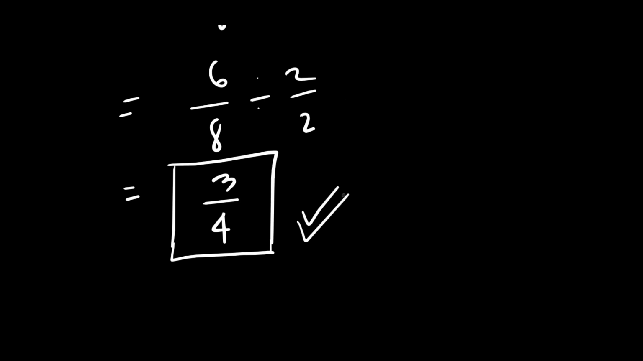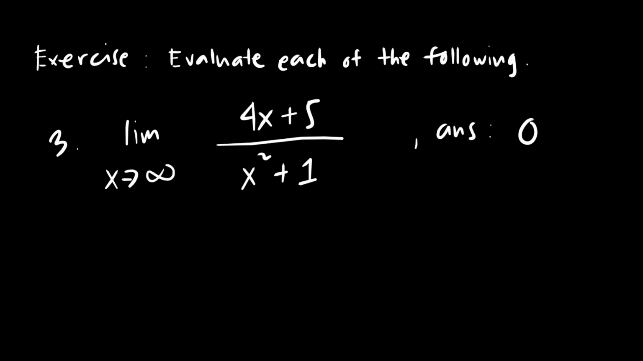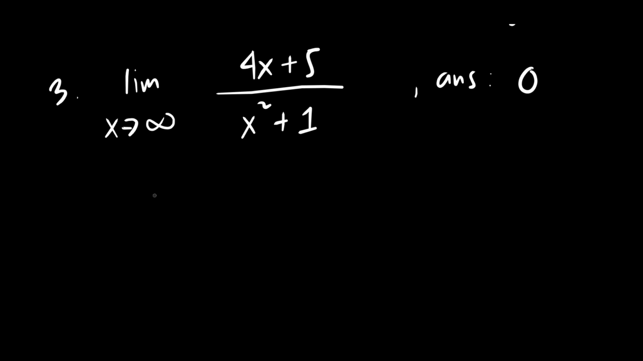So let's proceed to number 3. Limit of 4x plus 5 all over x squared plus 1 as x approaches infinity. So let's answer this one. So the first step is to pick the highest exponent of x in the denominator. So the highest exponent is 2 and it is x squared. So we'll have limit as x approaches infinity.